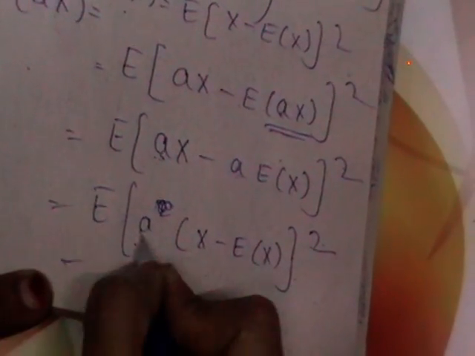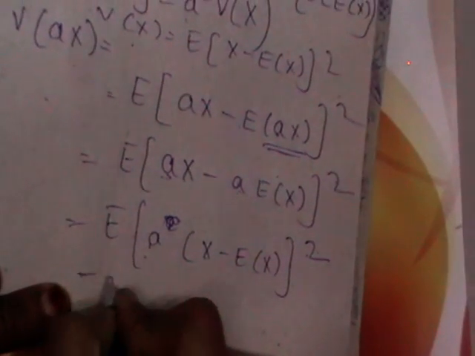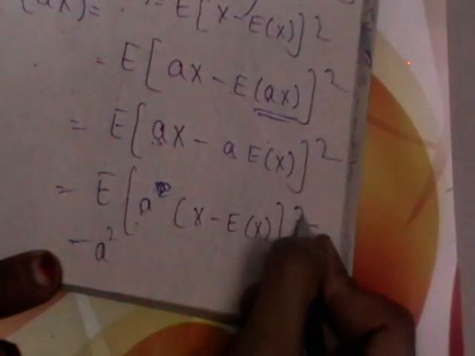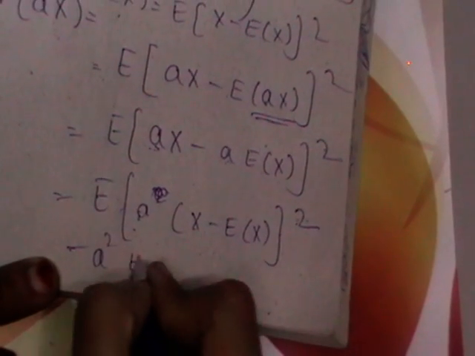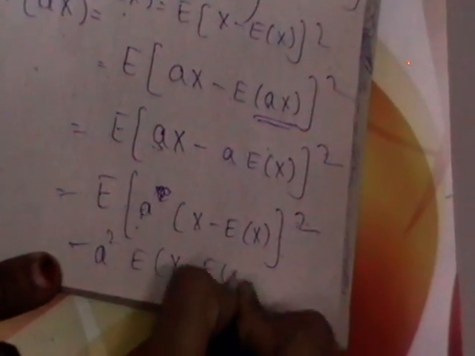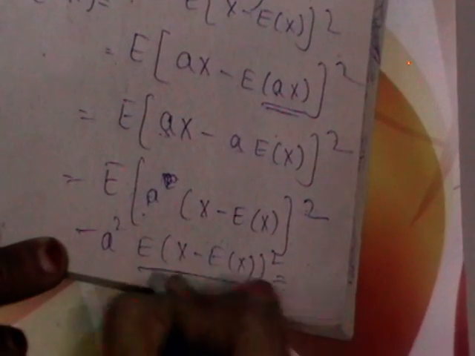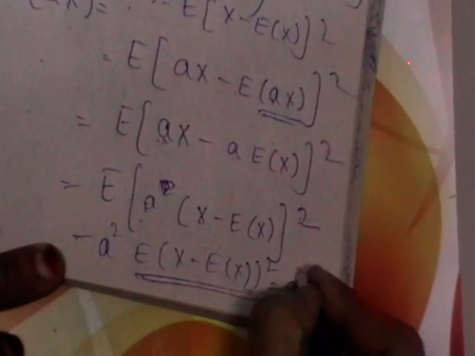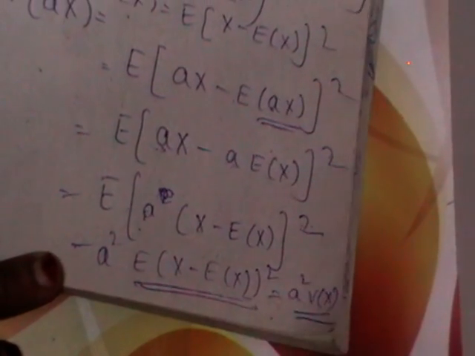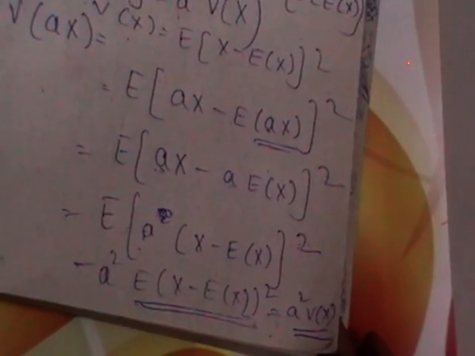Okay, so a², whenever a constant, you know that the expectation of cx is equal to c times the expectation of x. So we get a² times E[(x − E(x))²]. This is nothing but the formula for variance, so a² times variance of x. We got variance of ax equal to a² variance of x. We observe that whenever a constant is taken out of the expectation, it comes out as it is, whereas when a constant is taken out of variance, it will be squared.